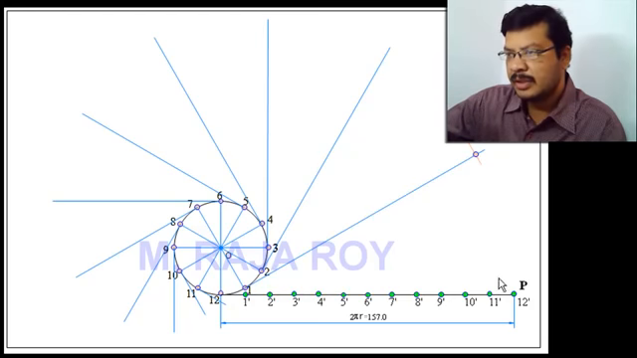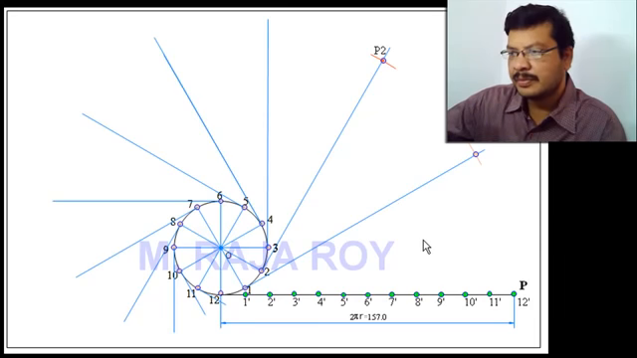Next, take P to 2 dash as radius and this point 2 as center. Draw an arc onto this tangent, something like this. This is the radius. This point I am calling as P2. Now observe this distance, 2 dash as radius, this 2 as center. I have drawn the arc. This is point P2. This is the second point on the involute. You have to repeat the same procedure for all the 11 points.